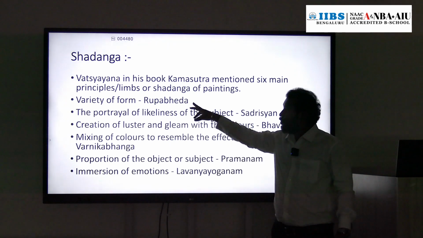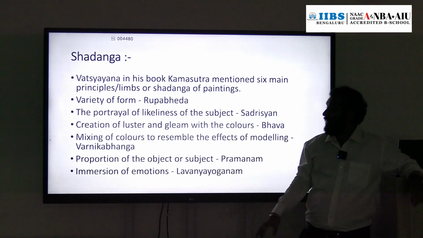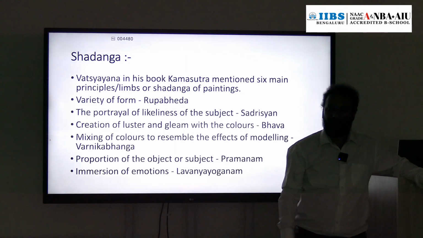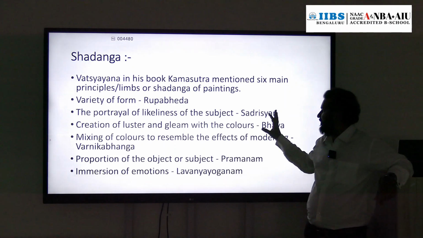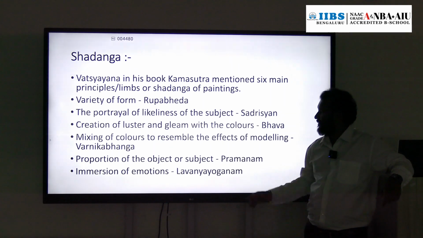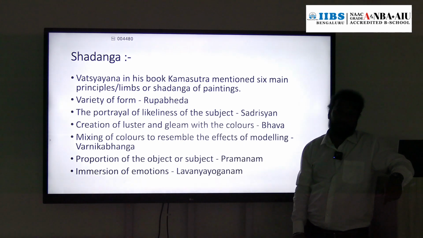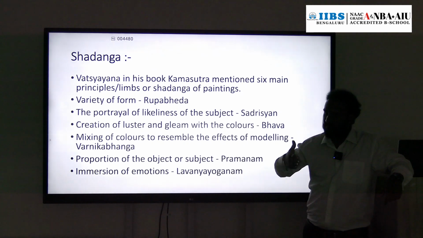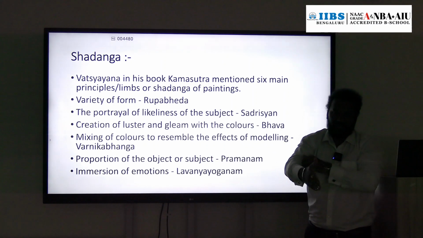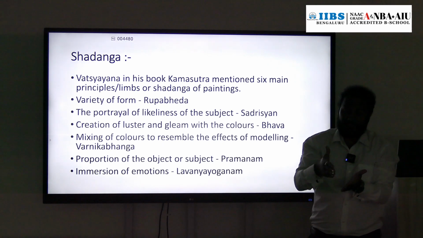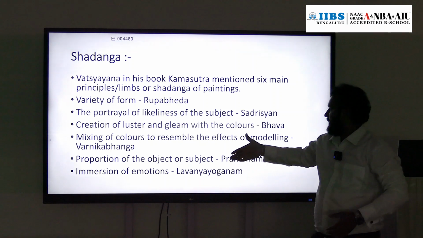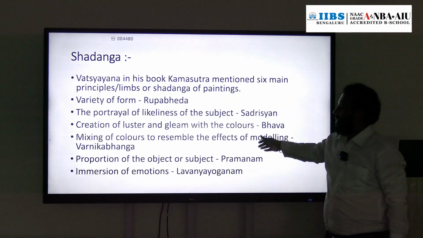There are 6. Rupa Bheda. What is Rupa Bheda? Variety of forms of objects in the painting. What variety should be present? Then we have Sadrishya. What is Sadrishya? The portrayal of the likeness of the subject. How a human being should be like the other human being present in that painting. One tree should have a likeness with the other tree in the painting. So that is Sadrishya.